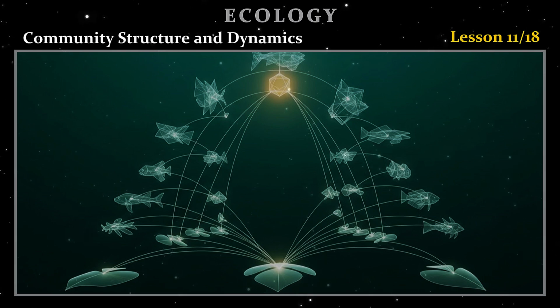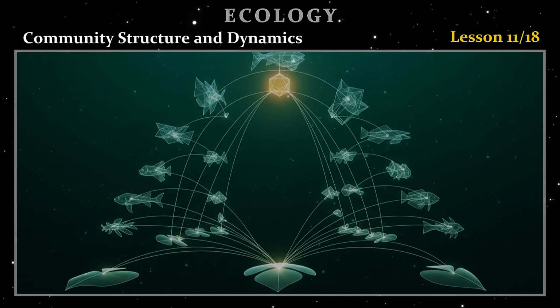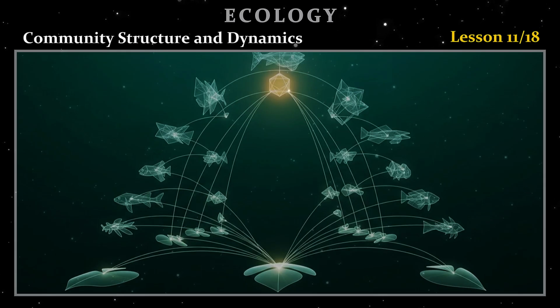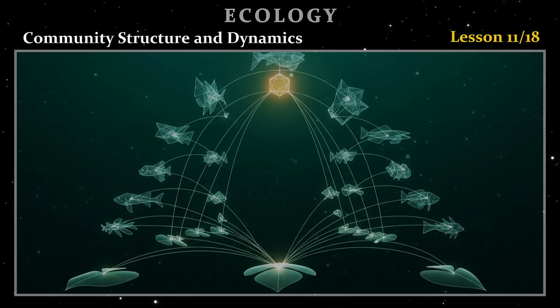You now see the structure. You see the trophic levels stacked like a pyramid. You see the keystone holding the arch together. You understand that a community is a web of connections, where pulling on one string shakes the entire net.